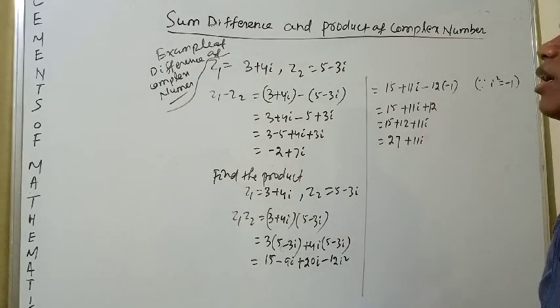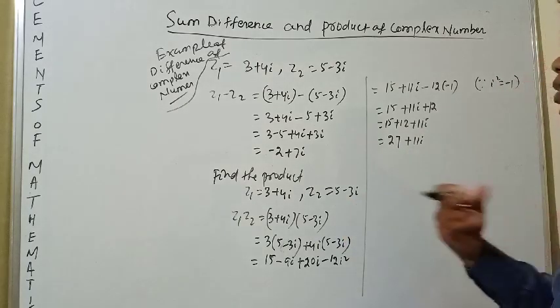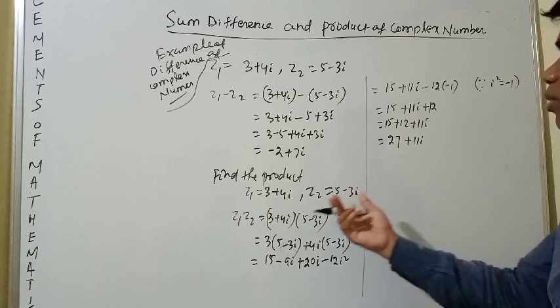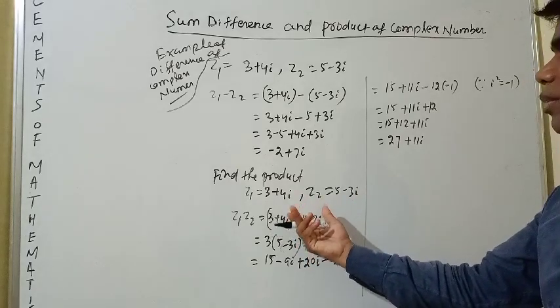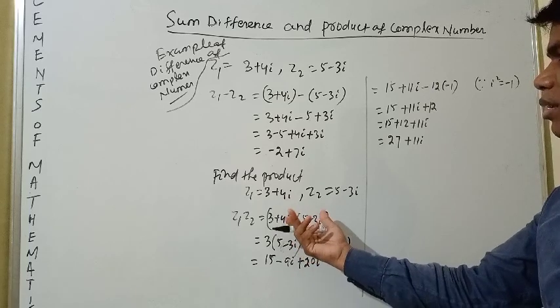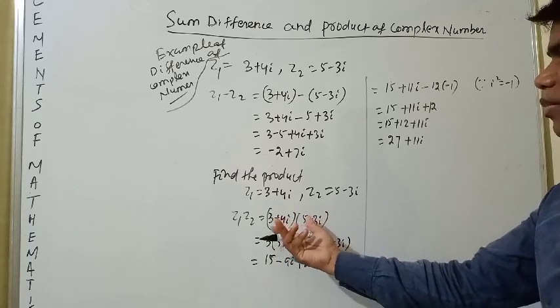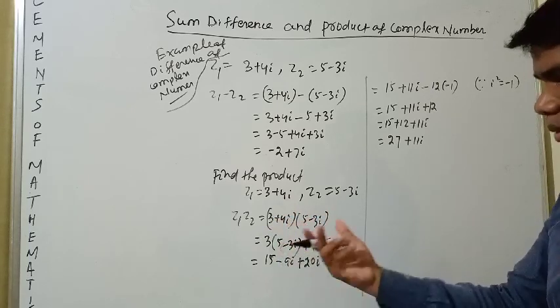This is the product of two complex numbers. Suppose two complex numbers are given, you have to find the product by applying this example.